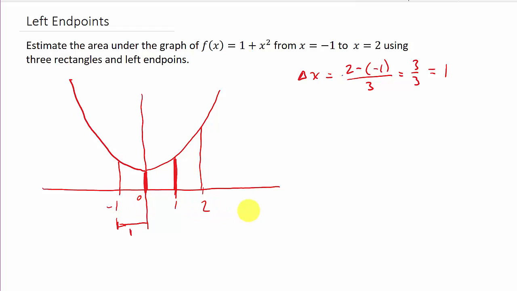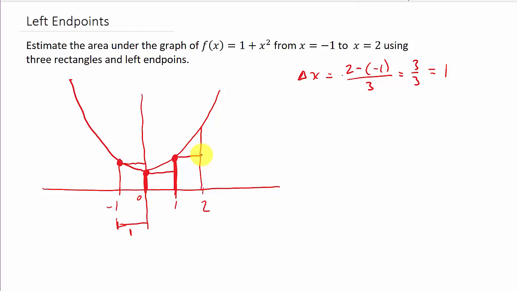Alright, so what we have to do is draw rectangles. Now we can draw the rectangles any way we want, but they're wanting us to use left endpoints. So when we draw the rectangles, we're going to come here to the left endpoint like this, and there's your rectangles with left endpoints. You can do right endpoints, you can do midpoints. I've got another video working this problem with right endpoints, and I'll have another one working it with midpoints. You can check those out.